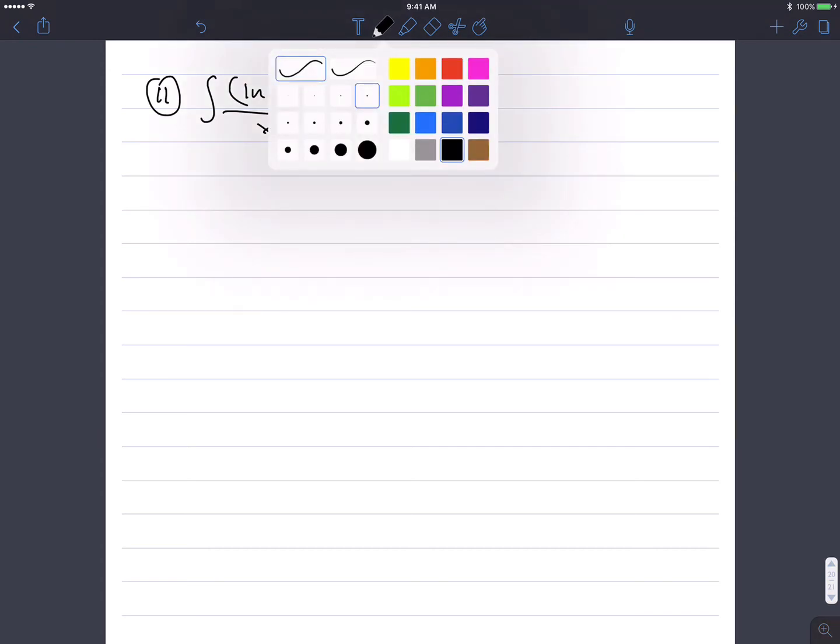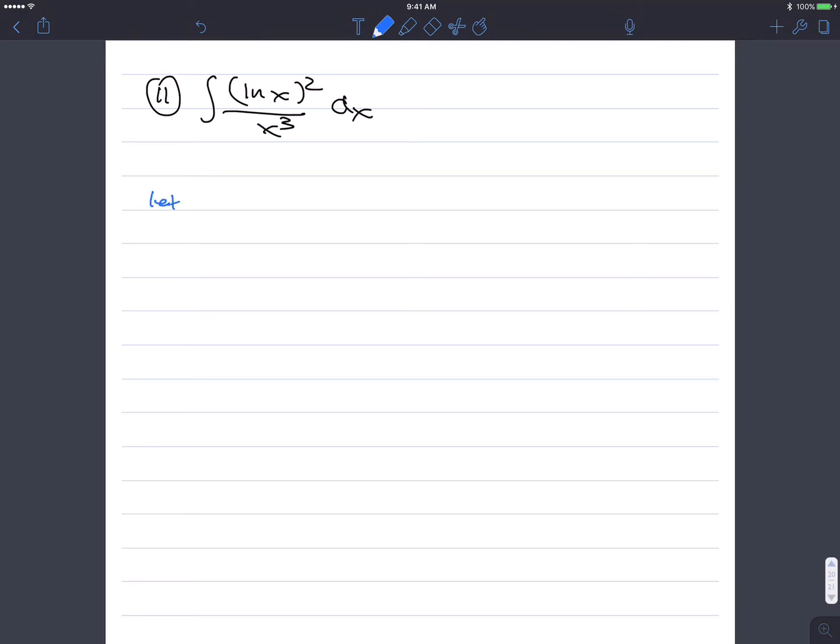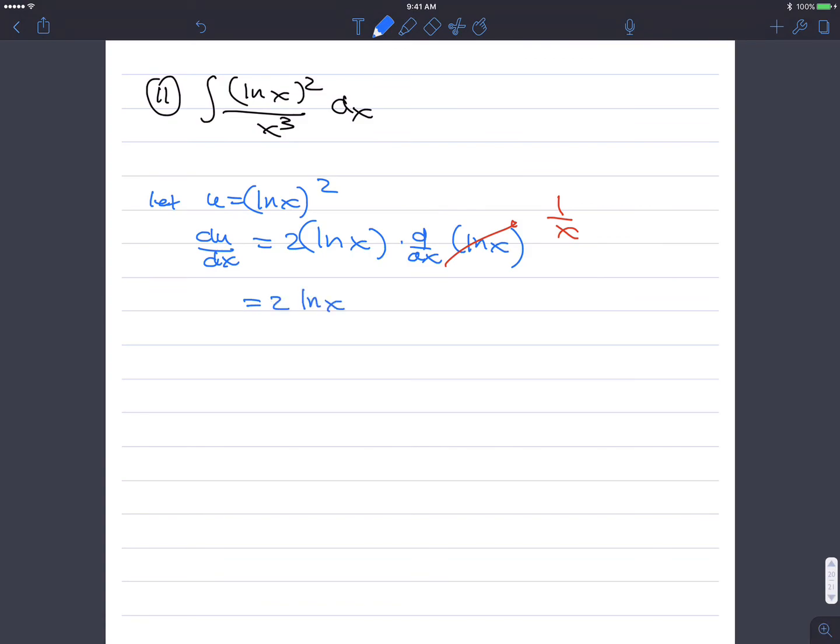Now, we're going to let u be here. Remember, this is an IBP problem, so I'll let u be natural log x squared, which means du dx will be 2 natural log x, times the derivative of natural log x by chain rule. This derivative is 1 over x. So I'll have 2 natural log x times 1 over x for du. So then we're going to multiply this by dx. So we get du being 2 natural log x over x dx.